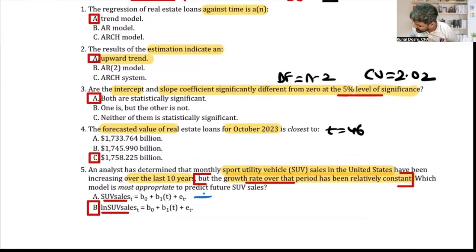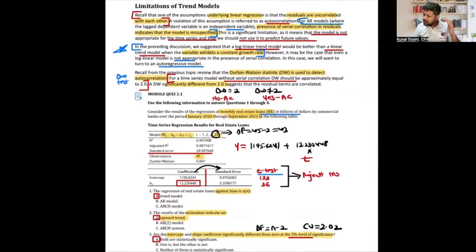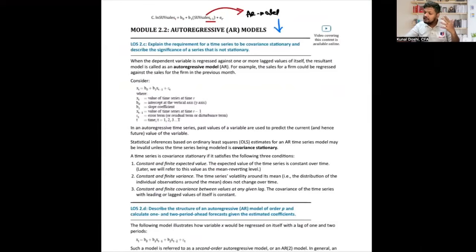A was a linear model. B is a log linear model. And why do I use the log linear model? Because they said constant growth. That gave me the key that I will use a log linear model. Understood? Correct. This is how a case study for the linear models will look like. Clear? Till this part, everyone? Okay. Yes.